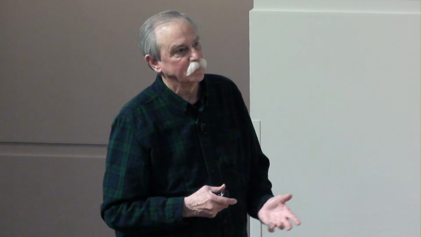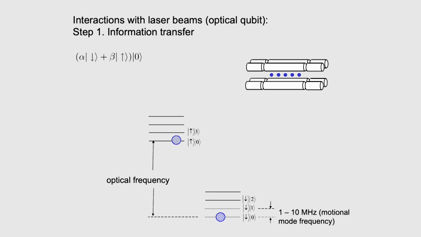And so basically we map the internal qubit of the qubit on the right into this motional mode qubit. And then the idea is we want to do a quantum gate between that motional mode qubit, which is shared by all ions, and this second qubit, the second one from the right there.